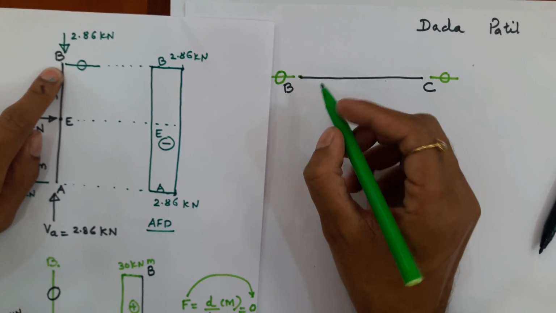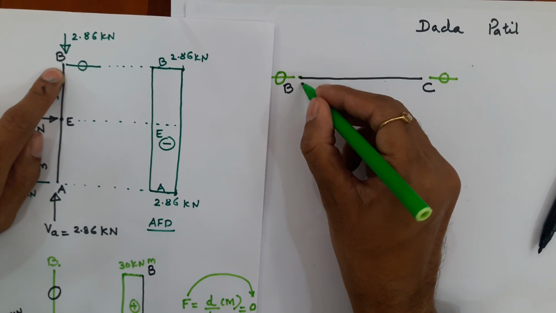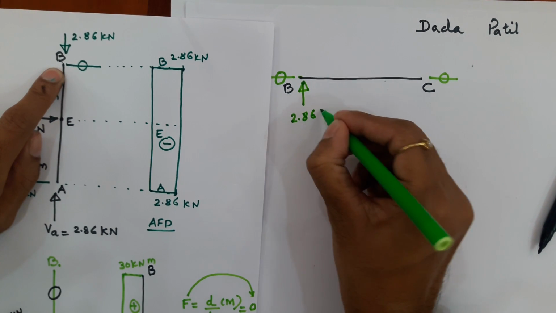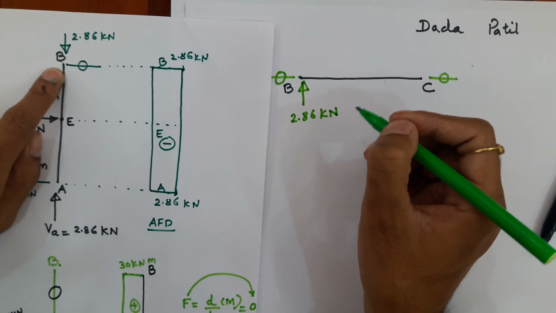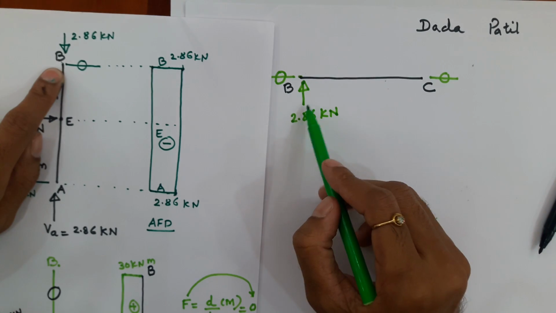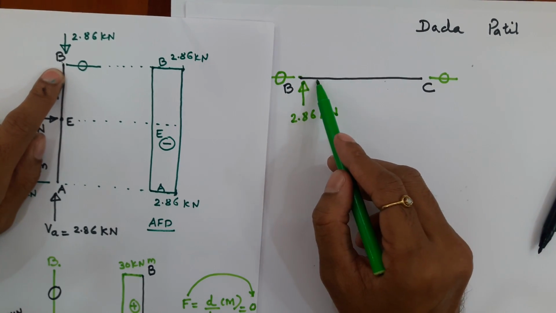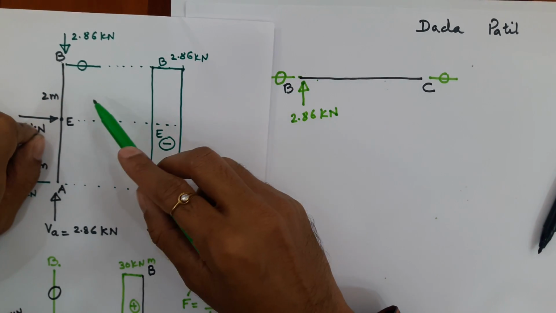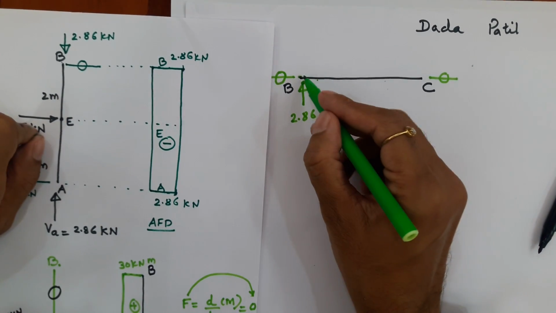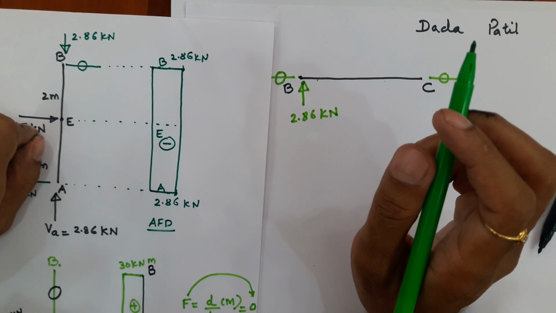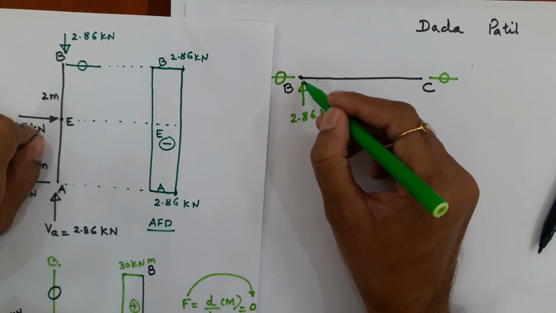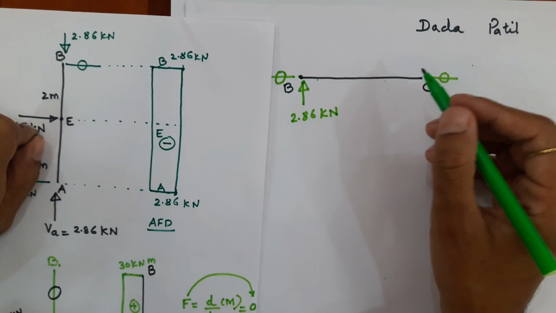So when you draw the free body diagram of BC, you just reverse the direction, 2.86 kilonewton. The explanation is again the same, that is 2.86 downward at B and 2.86 upward at B. When I join these two parts, again the effect is 0, 2.86 upwards minus 2.86 downwards. That means this point B also must be in equilibrium. That means if I apply summation of Fy to B, 2.86 minus 2.86 must be 0.